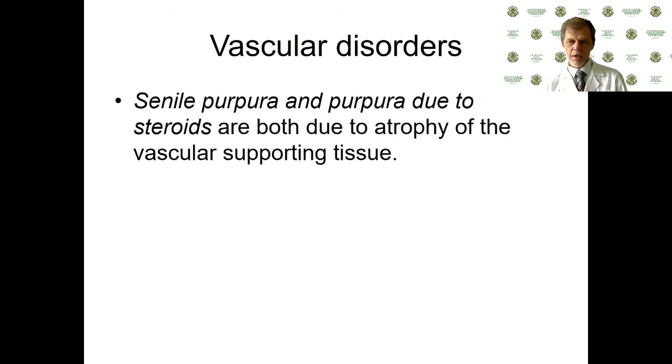Senile purpura is due to steroids and atrophy of vascular supporting tissues. As a result, vessels become fragile and may produce small bleeding into the skin usually. Rarely does it cause severe loss of blood.